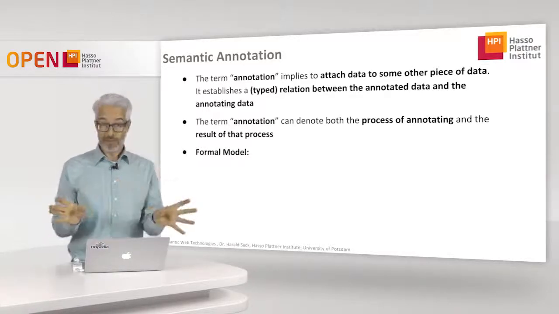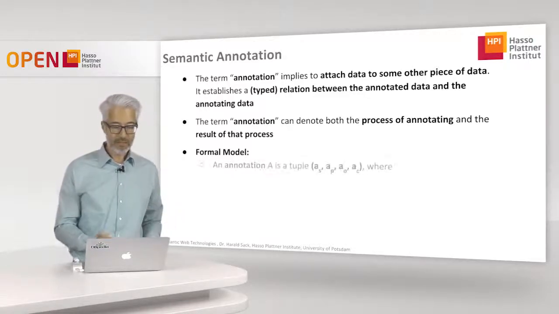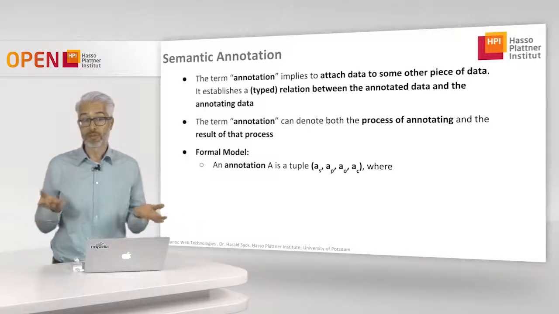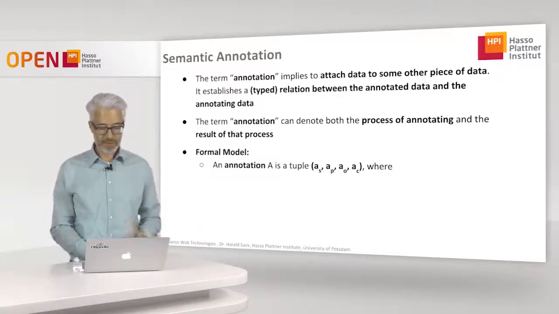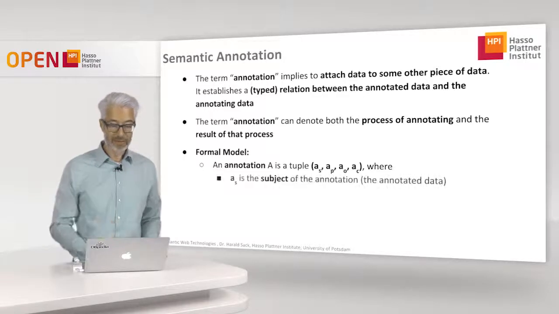Okay, for this semantic annotation, of course, we can define a formal model. How would that look like? This would be simply a tuple. Here it's a quadruple. We have 4 constituents of that tuple. So an annotation is a tuple consisting of A sub S, A sub P, A sub O, and A sub C. So what are these components?